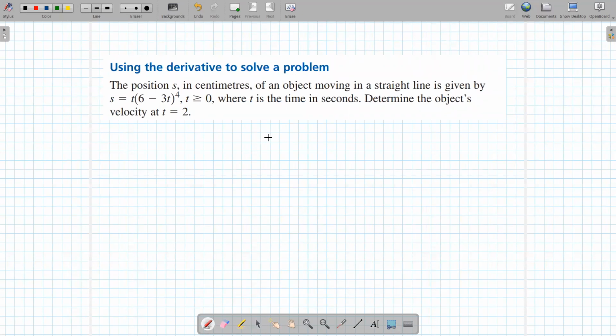So we have some object, and by the way, derivatives are used a lot in physics. So there's an object moving. We don't actually have to worry too much about the physics. We're just going to focus on the math, but I will tell you what's actually going on. Straight line. So we have, you see, what's the power of this function?